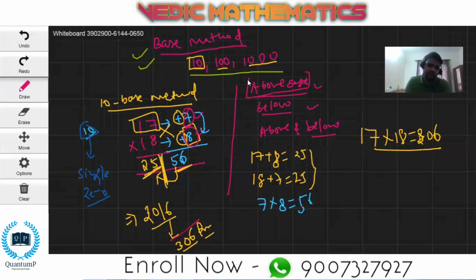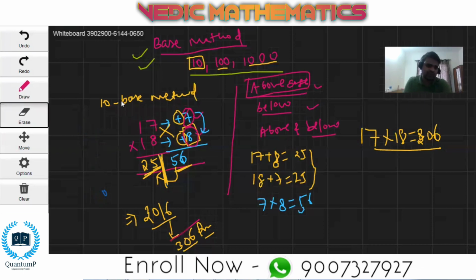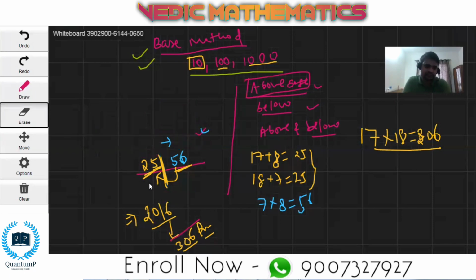Now I'm going to show you the below base with the 10 base method. Let's see. So in the below base method, what happens? Your numbers are nearby 10. They are nearby, but they are lesser than 10. Let's see what I'm talking about.